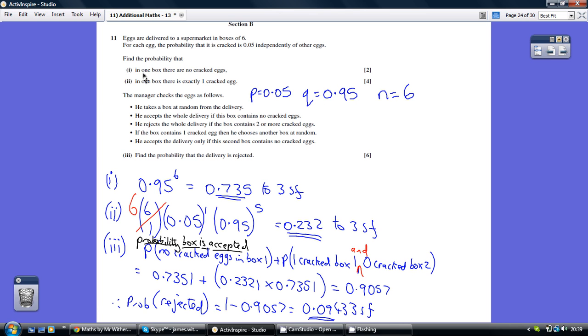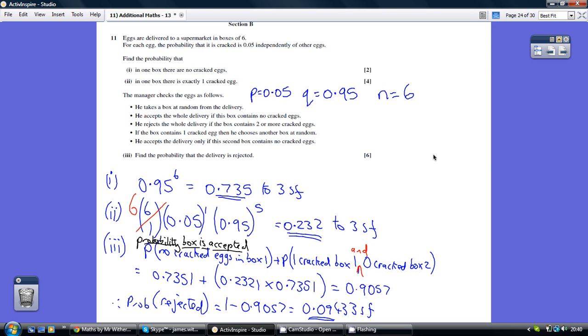Find the probability in one box there are no cracked eggs. So, that's 0.95 to the power of 6, which is 0.735 to 3 sig figs. Now, in one box there is exactly one cracked egg, so that's 6 choose 1, 0.05 to the 1, 0.95 to the 5. Remember, 6 choose 1 is just 6, so popping that into your calculator, 0.232 to 3 sig figs.